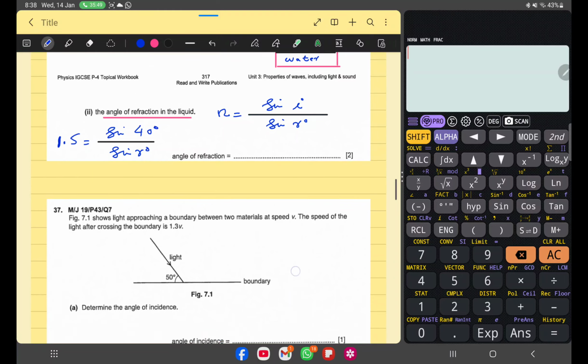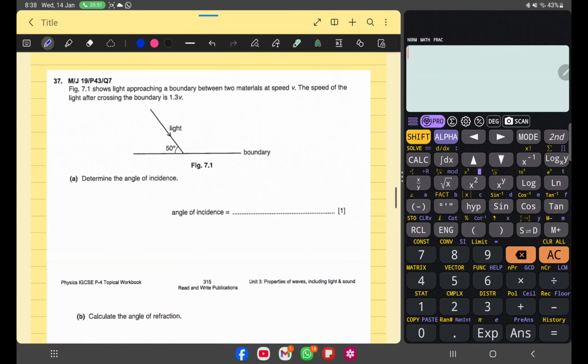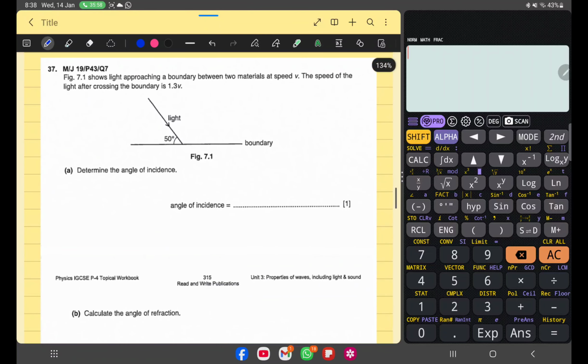Now we have another question, question number 37, May June 2019. Amna, can you read the angle of incidence? This is the boundary. This is the normal. Amna, what is angle I?